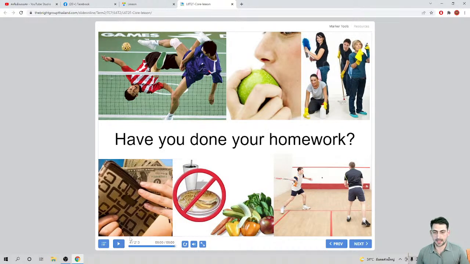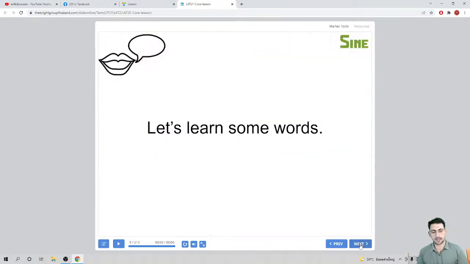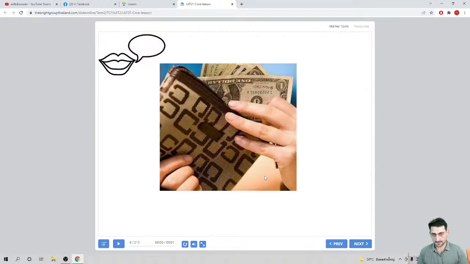All right, lesson F, it's called Have You Done Your Homework? Please repeat after me. Have you done your homework? Now, let's dive straight into it and let's learn some words. All right, what can you see in our first picture? What is the first vocabulary word?